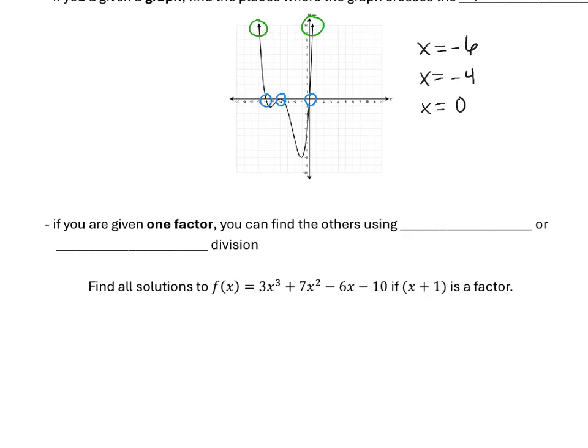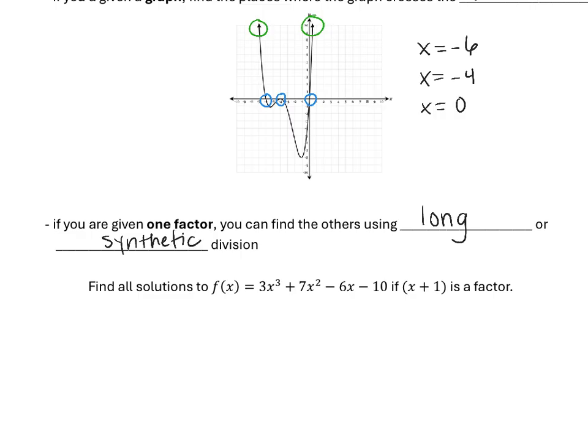Okay, so this kind of goes into when we are doing division. If you are given one factor, you can find the others using long or synthetic division.